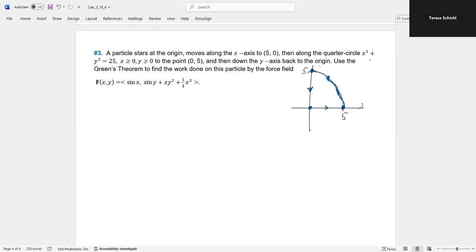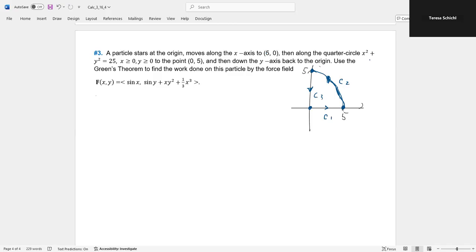So I want to find the work done on the particle. Like we did in video number 1, you can always define this as C1, this as C2, and this as C3. So you can do three sets of the parametric function and substitute back in here. Now this is F of x, y. This is my field here.